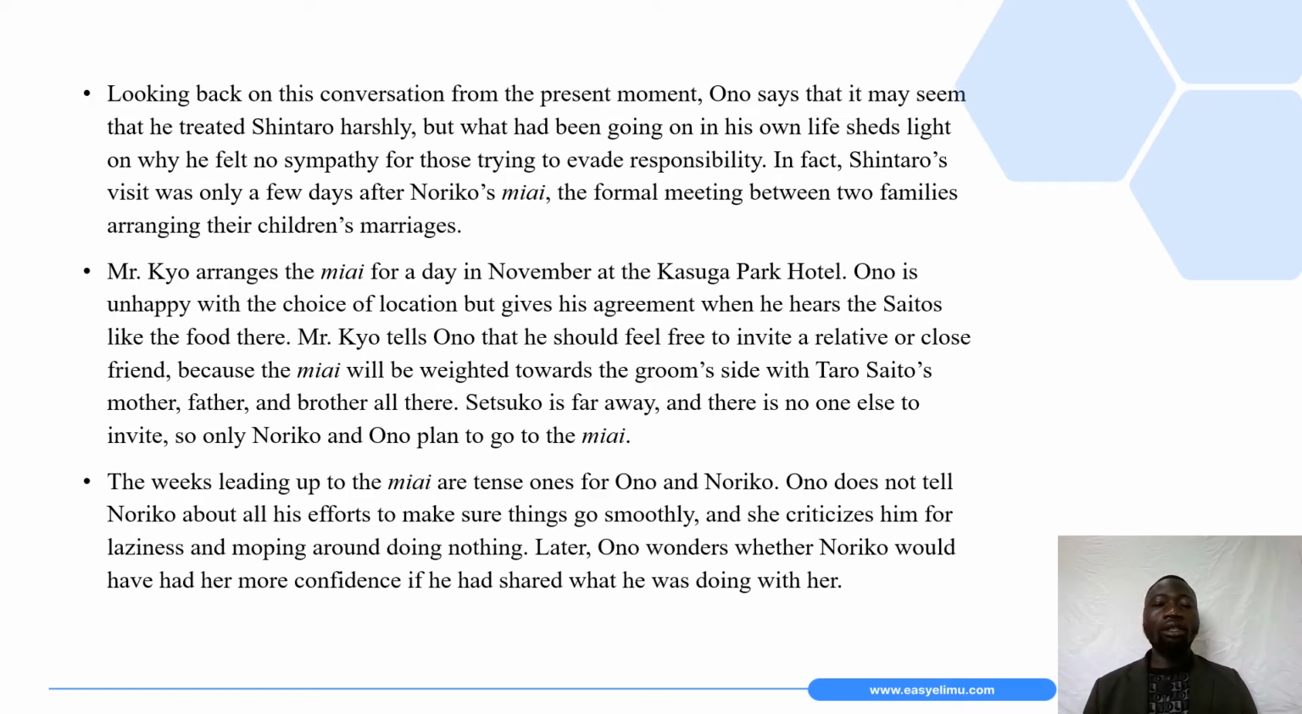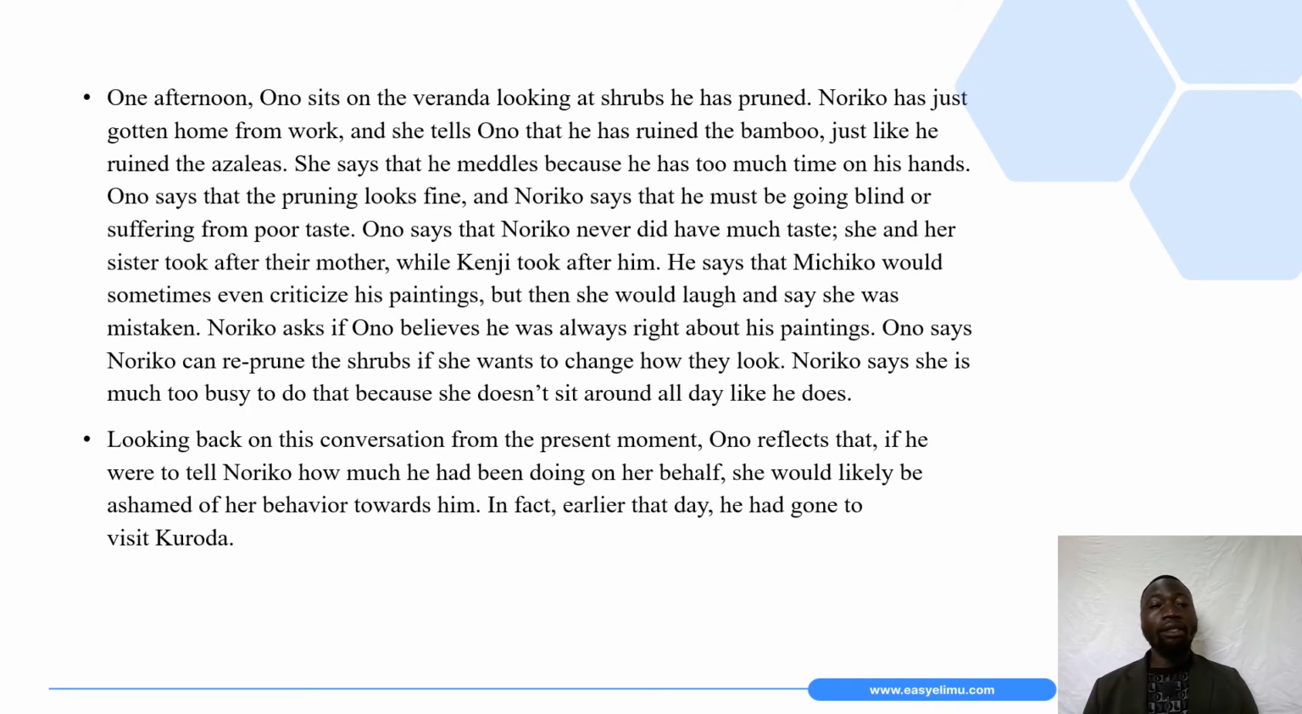So later Ono wonders whether Noriko would have had more confidence if he had shared what he was doing with her. So one afternoon, dear students, we are told that Ono sits on the veranda looking at shrubs he has pruned. Noriko has just gotten home from work and she tells Ono that he has ruined the bamboo, just like he ruined the azaleas. She says that he meddles because he has too much time on his mind.